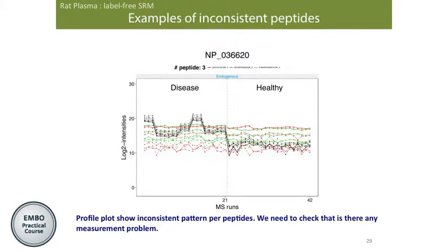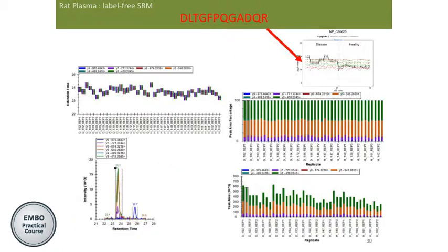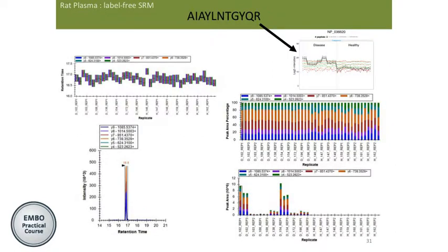Here's another similar example. There are 3 peptides, and one is really consistent while another is really different, not with much variance but consistently different. What's going on? Same thing: go back to Skyline and check whether the measurement itself is wrong. Here the red one is really consistent, and the peak is okay. How about the black one? The black one is also really okay. It seems the measurement itself is not a problem.